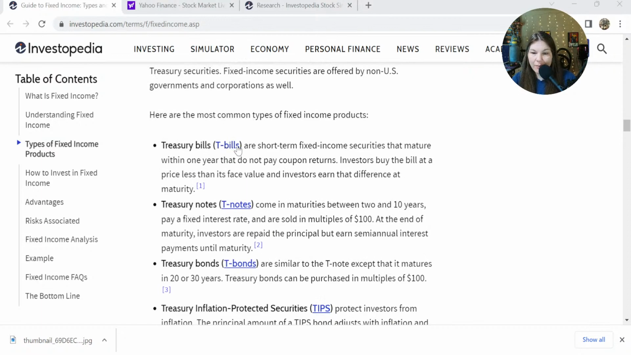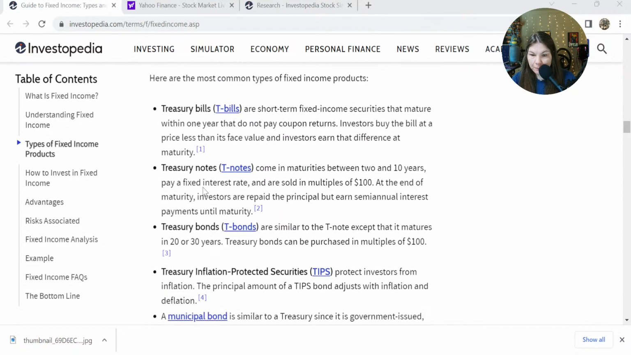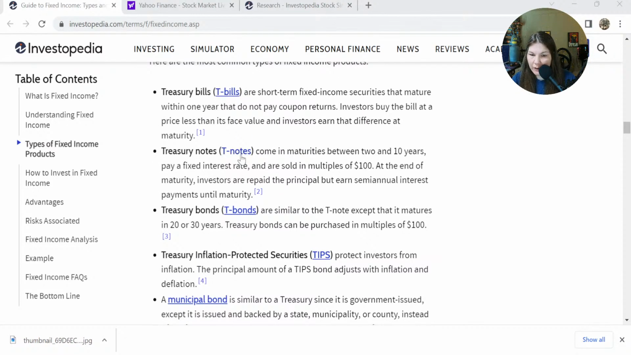Treasury bills, called T-bills, are short-term fixed income securities that mature within 1 year and do not pay coupon returns. Investors buy the bill at a price less than its face value, and investors earn the difference at maturity. Treasury notes, T-notes. So there's T-bills and T-notes. T-notes come in maturities between 2 and 10 years, pay a fixed interest rate, and are sold in multiples of 100. At the end of maturity, investors are repaid the principal but earn semi-annual interest payments until maturity.